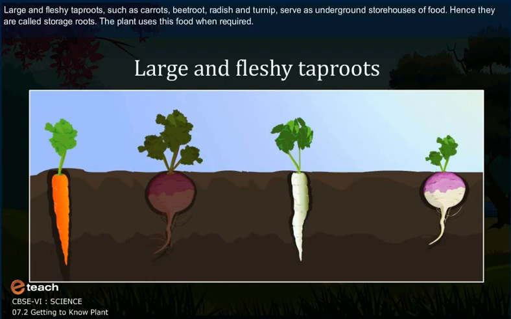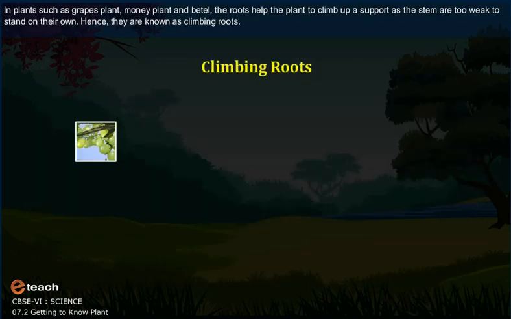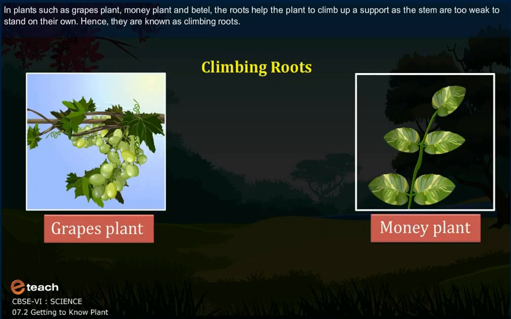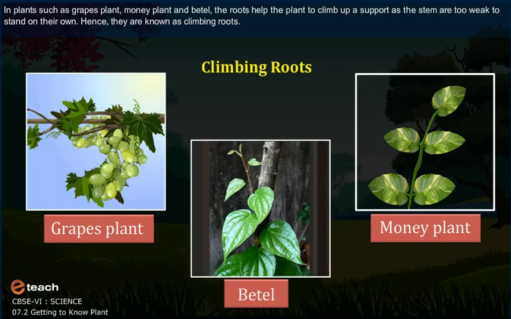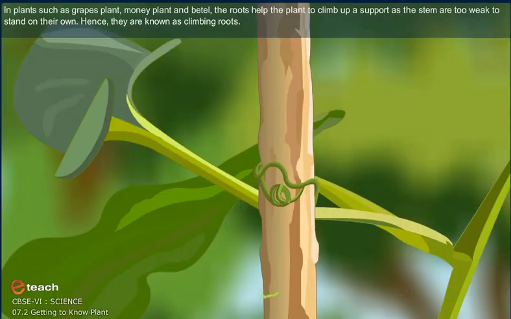Large and fleshy taproots such as carrot, beetroot, radish and turnip serve as underground storage of food. Hence they are called storage roots. The plant uses this food when required. In plants such as black pepper, money plant and betel, the roots help the plant to climb up a support as the stems are too weak to stand on their own. Hence they are known as climbing roots.